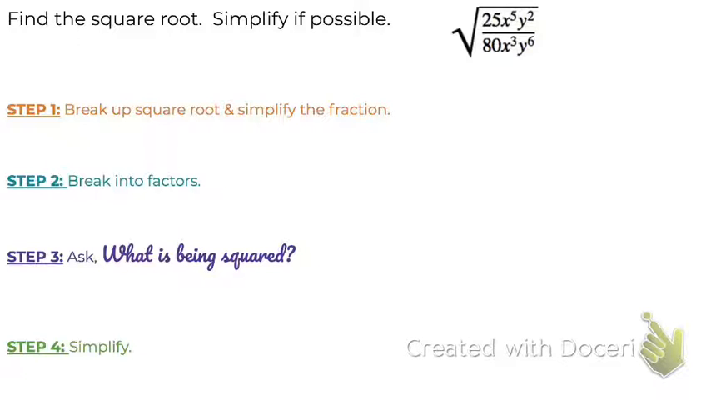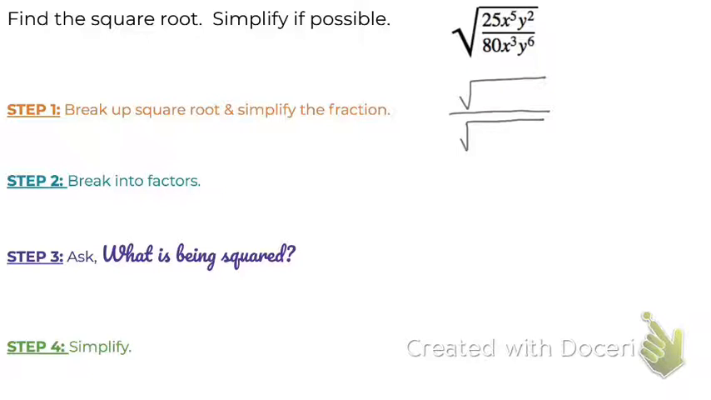Here we're asked to find the square root and to simplify. So the first step is to break up the square root like this, so you can have a square root in the numerator and a square root in the denominator. Then I prefer to simplify the fraction before I take the square root. If you decide to take the square root as it is, you'll have to simplify at the end. But this, I believe, is a little easier.